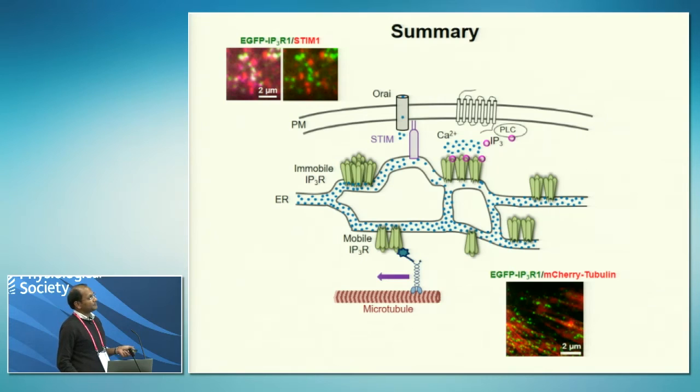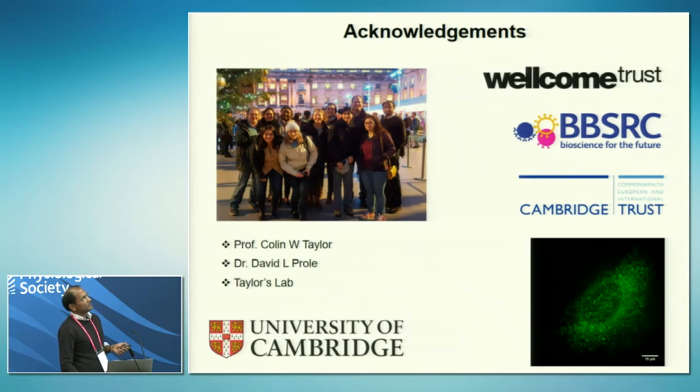So in summary, IP3 receptors are cluster channels, and they move by diffusion and directional motion. Kinesin and dynein motors contribute to their directional mobility along microtubules, and it is the immobile IP3 receptors at ER-PM junctions that initiate calcium signals. And that would be all.